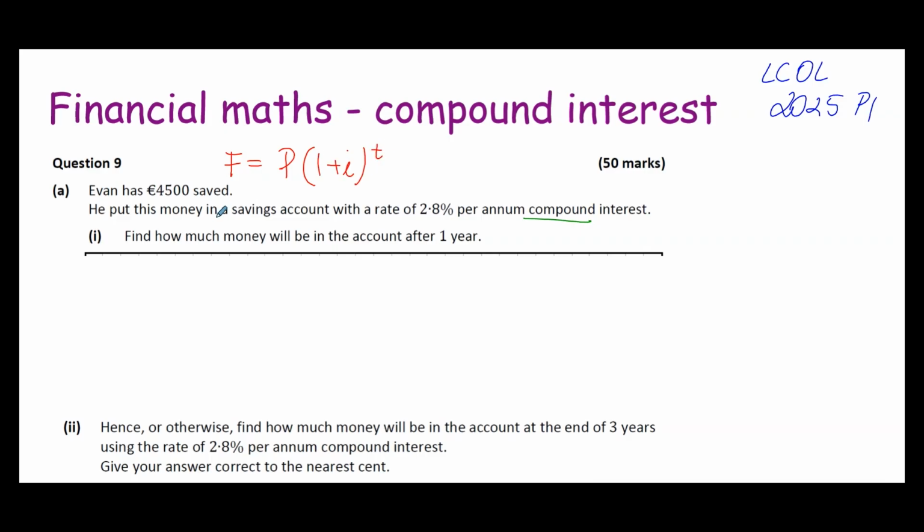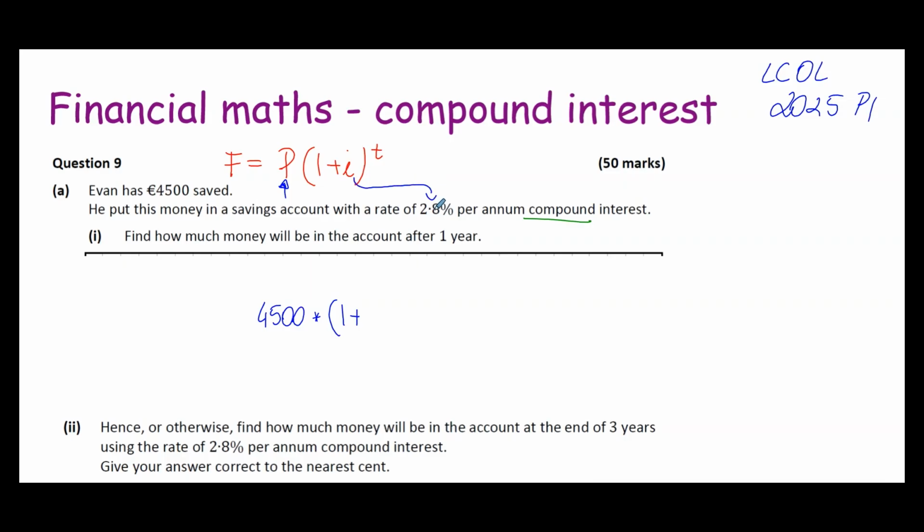We're going to break it down. So what do we need to do? Find how much money will be in the account after 1 year. So P means money that you are investing, the present value. So today we have 4,500. Multiply by bracket 1 plus i. i is the interest rate.